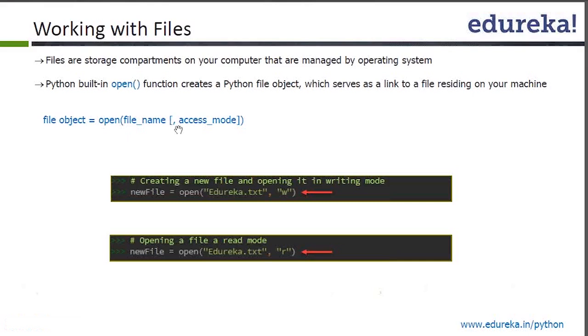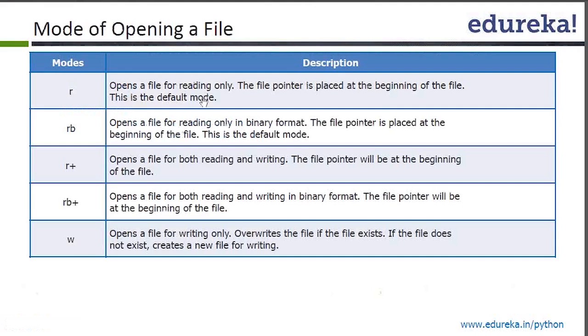Right? File object equals open, file name, and access mode. Now these are the access modes. R opens a file for reading only. RB opens a file for reading only in binary format. Okay. Now files in Python can either be opened in text mode or binary mode, right? So you'll ask me what's the difference. The difference lies in how the end of line is handled.